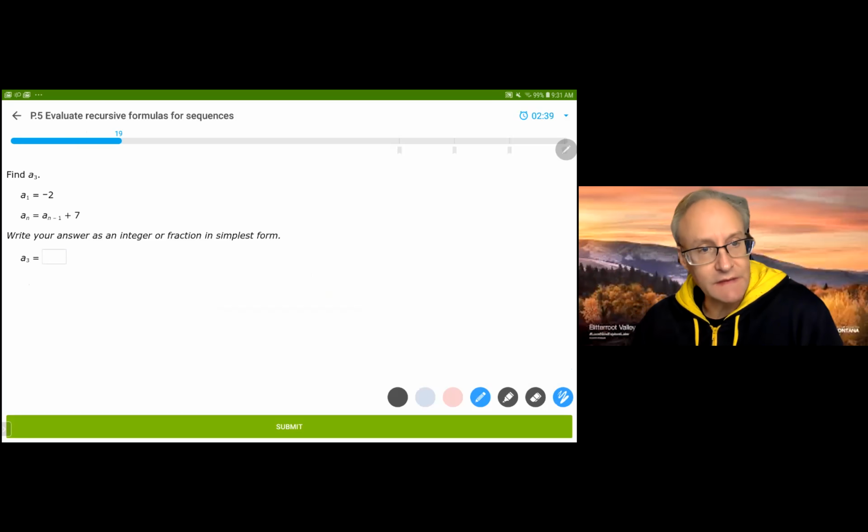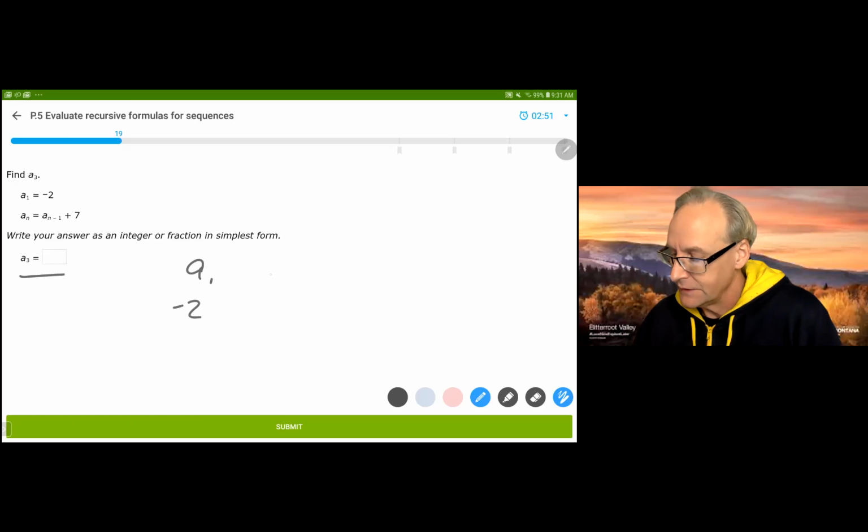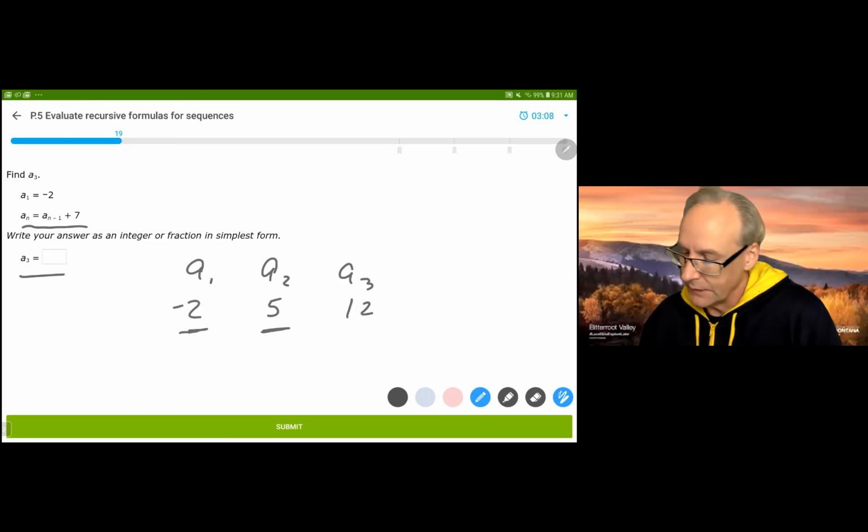Okay, this one says to get to the next number, add 7 to the last number you did. So notice that we're asking for A3, not A2. So A1 is -2. To get to A2, it specifically says take A1 and add 7. So take that and add 7 and you get 5. And to get to A3, you're not going to add to this number, you're going to add to this number, and you're going to add 7, which is going to be 12. So A3 is 12.